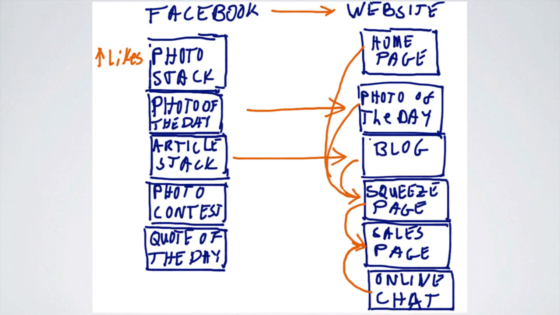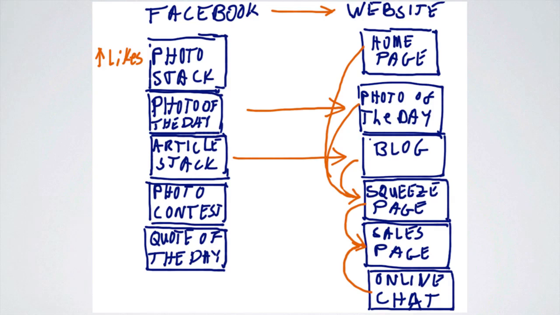On the left-hand side, I've got how do we first have content on our Facebook page? And the content has different purposes. The photo album stack helps us increase likes, and we're going to get into the detail in session 8 on the photo album stack. Photo of the day helps us drive targeted traffic to the website. So does the article stack. You're going to learn those in the next sections. Our photo contest helps us increase likes, and our quote of the day helps us increase engagement.